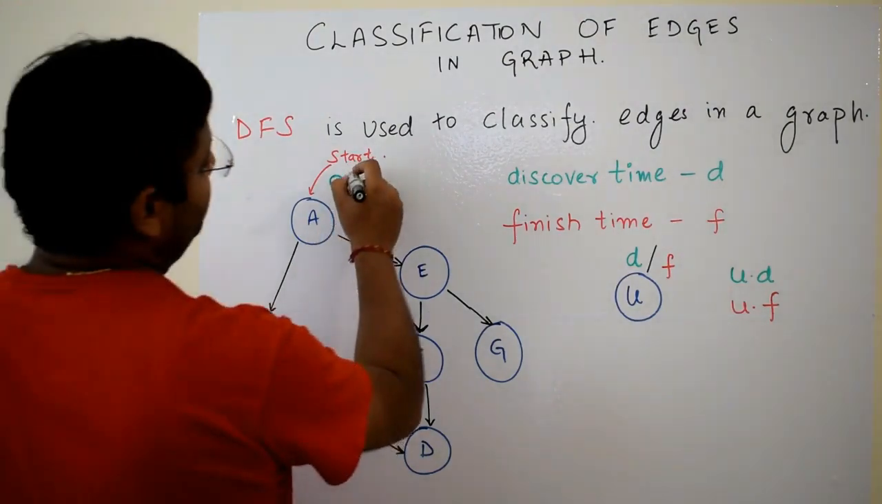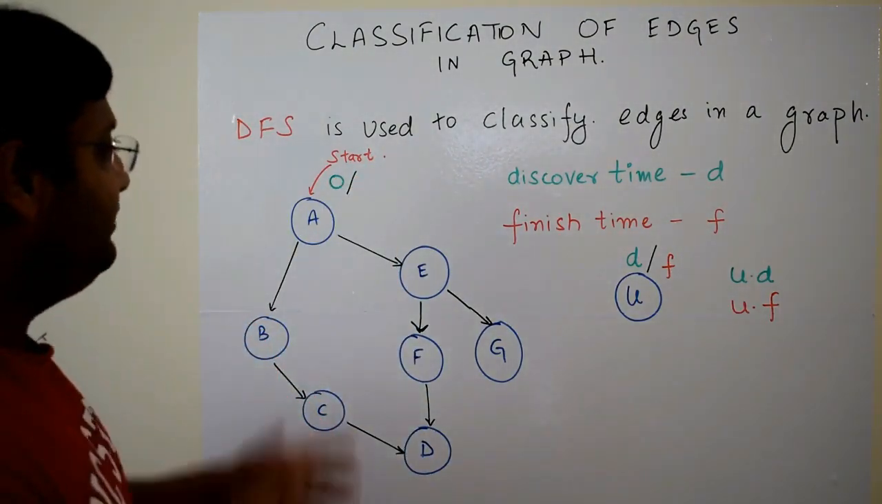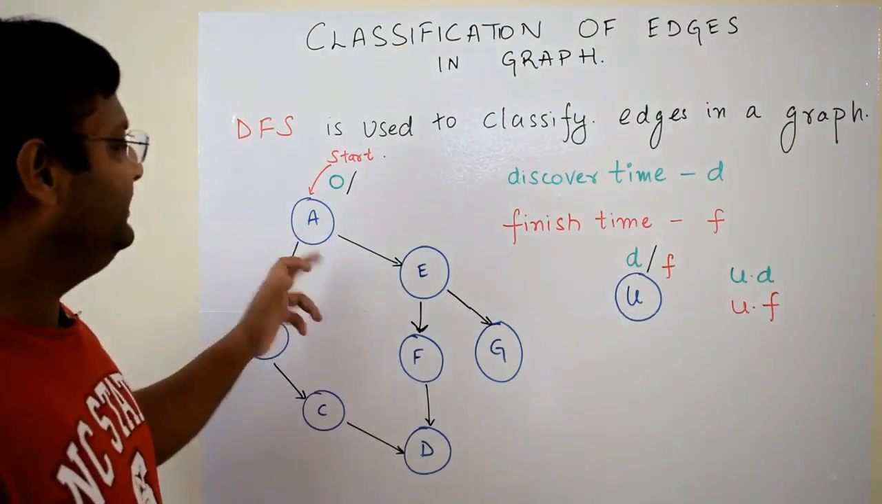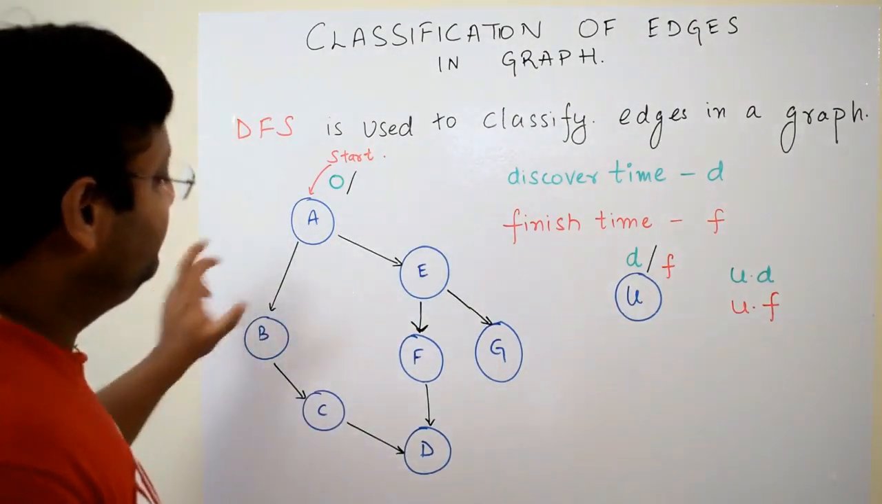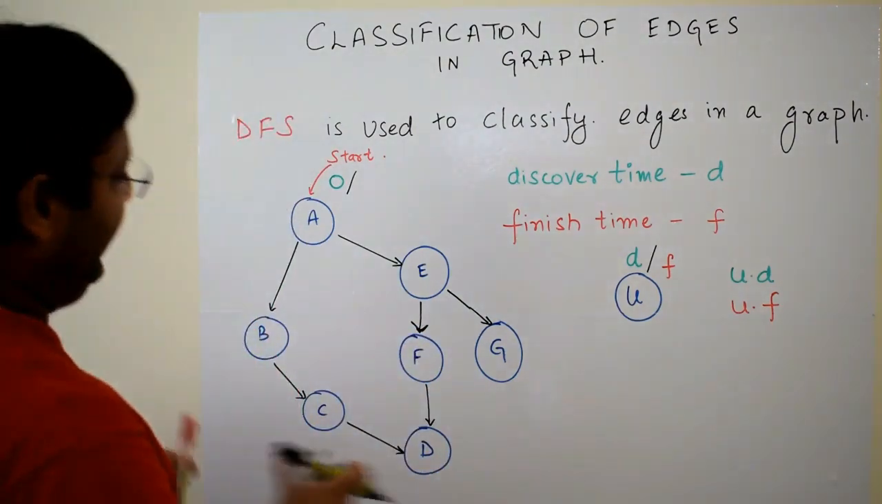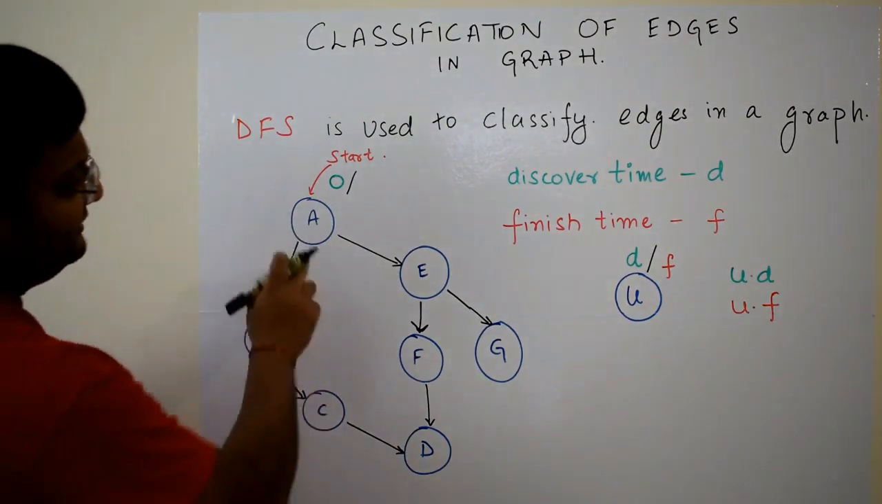And now, what is its finish time? Can I write anything over it? No, because this node has just started, it's not finished. Why is it not finished? Because there are some neighbors which are yet to be explored, right? We are running DFS over this graph starting from this vertex.